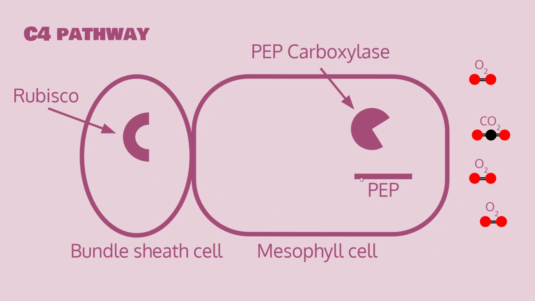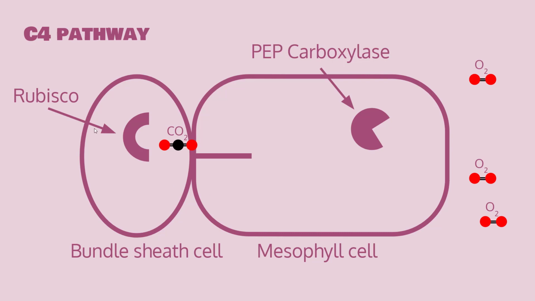And inside the mesophyll cell, we have an enzyme that's called PEP carboxylase, and we also have a compound called PEP. So PEP carboxylase will actually join CO2 and PEP together, and it's very selective. It will only choose CO2, it will not choose oxygen, even though there's such a high concentration of oxygen outside. Then this is converted into a compound that eventually becomes malate, and it moves over to the bundle sheath cell, where it deposits the carbon dioxide.